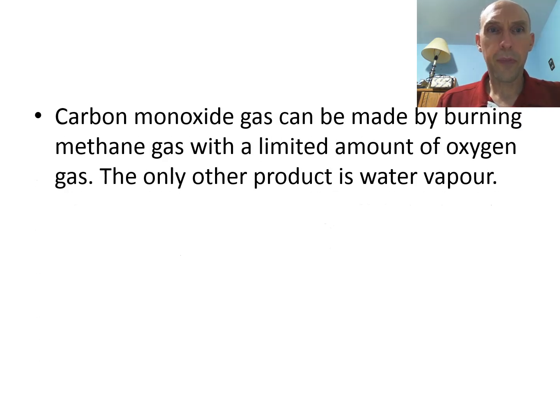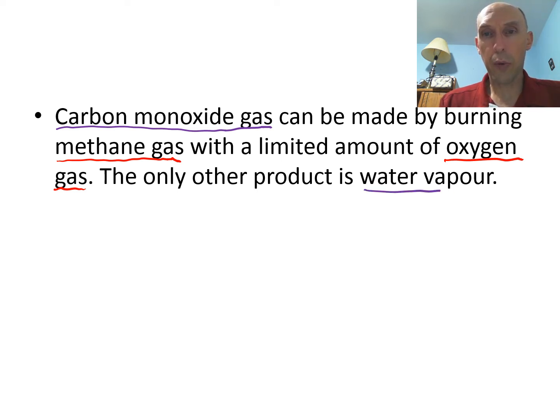So, our next example. Carbon monoxide gas can be made by burning methane gas with a limited amount of oxygen gas. The only other product is water vapor. Let's identify the reactants. In red, methane gas is a reactant because it can be made by burning methane gas with a limited amount of oxygen gas. So those are two reactants. This time around in the sentence, we're starting off with a product. Carbon monoxide gas can be made, so that's a product. The only other product is the water vapor. This time around we have two reactants and two products.